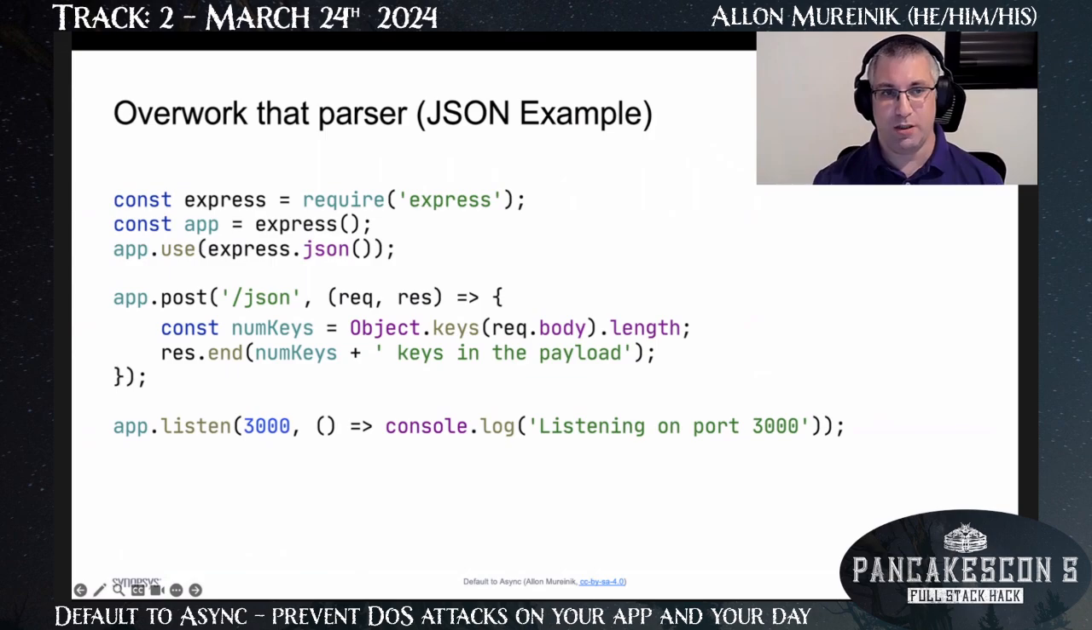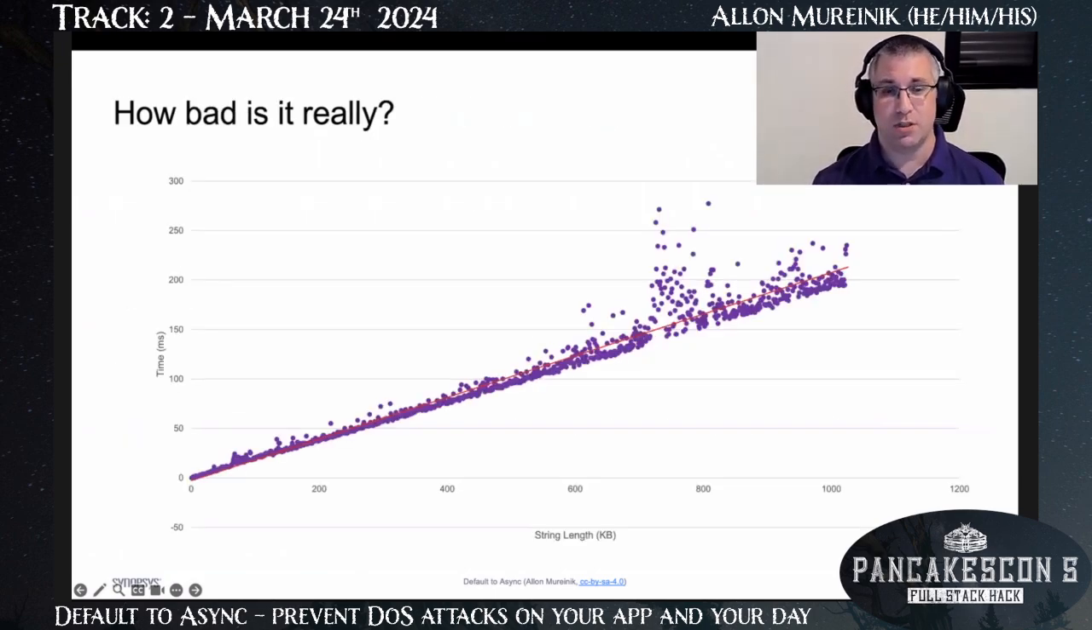So we have a so-called application here. It takes a JSON payload, parses it, and returns back the number of keys in this payload. And naturally, we would think that the larger the payload is, the more we overload this parser and make it consume more resources, etc. Well, how bad is this? So, as my wife likes to say, I am worse than a nerd. I'm a nerd with a degree in economics. So, how bad is it? I put it on a graph.